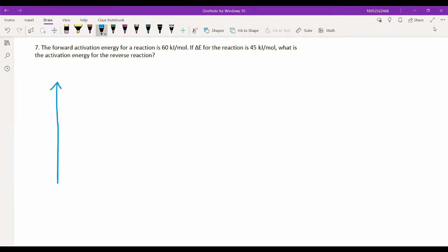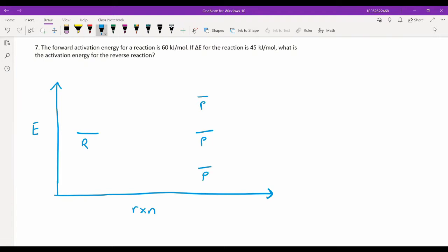So what this looks like is energy on the y-axis, and then we have the reaction happening this way. So reactants, we can just draw an arbitrary line. Here's your reactants, and then your products can be in different options: same energy, higher energy, lower energy. And what would determine that?